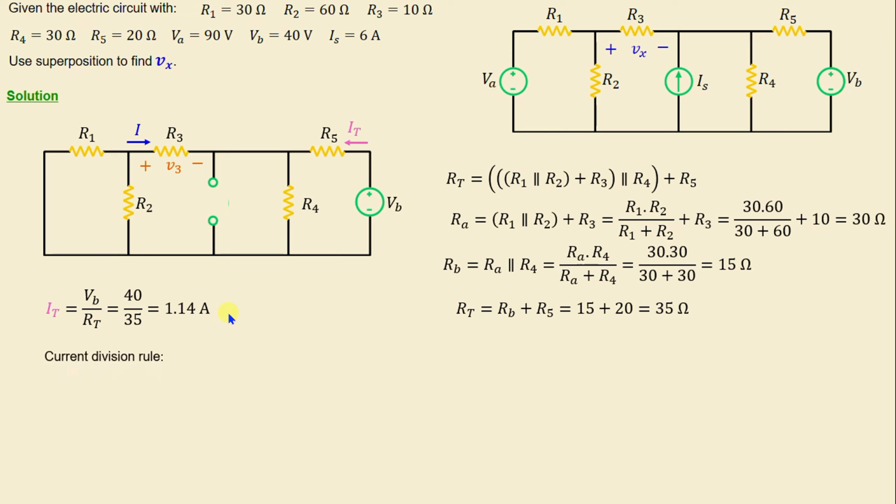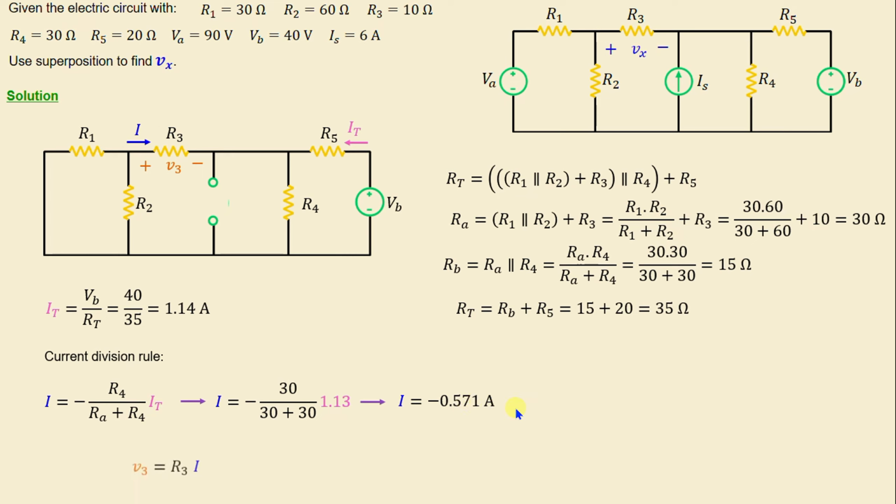In order to calculate the current I, I'm going to use the current division rule. That means I is equal to negative R4 over RA plus R4 times IT. And if we replace the resistors and the current with their numerical values, we obtain I is equal to negative 0.571 amps.